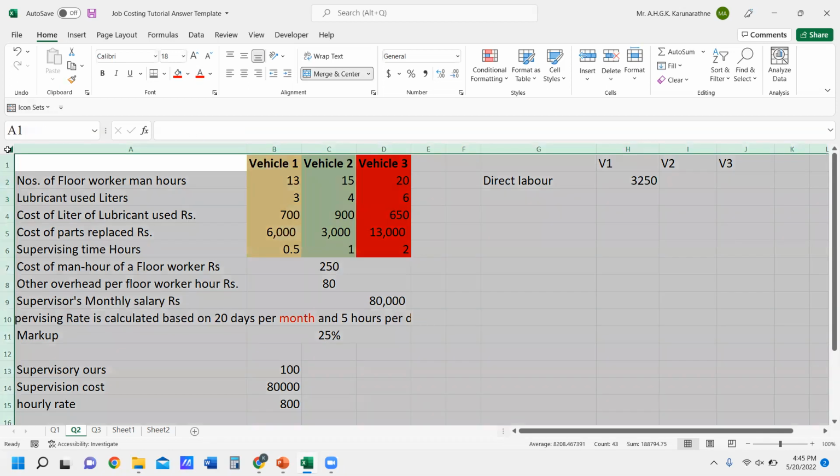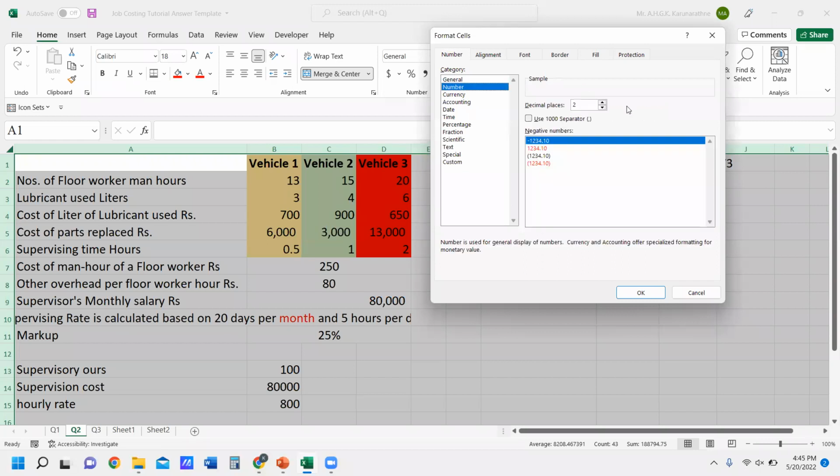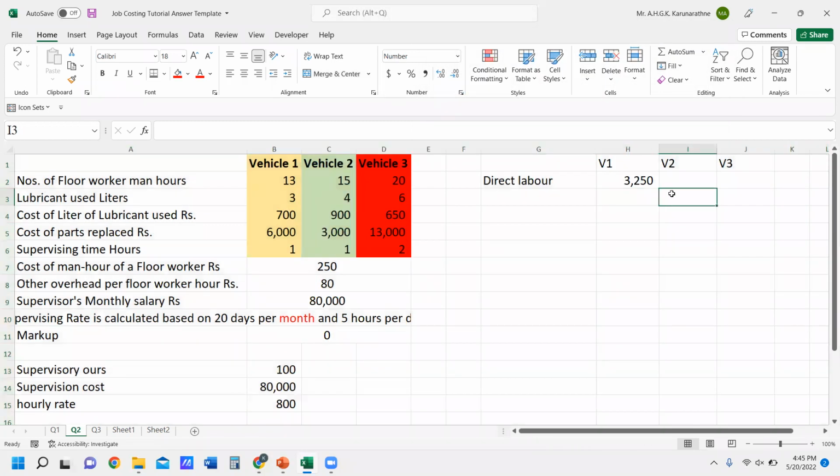Let me format: select all, Control 1, number formatting, minimize the decimals, thousands separator. Okay, right. It looks nice now. Then I can copy these to the other parts. That's the way I develop this formula. For vehicle 2, it is 3,150. Vehicle 3, it is 5,000.